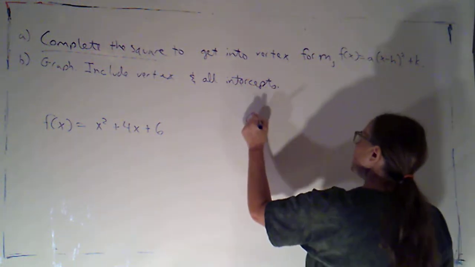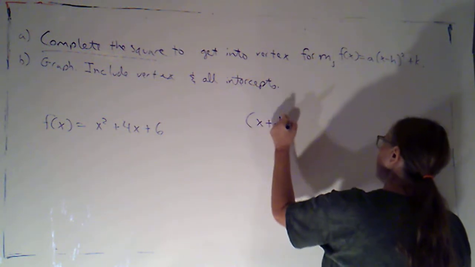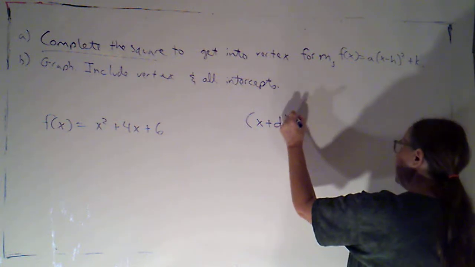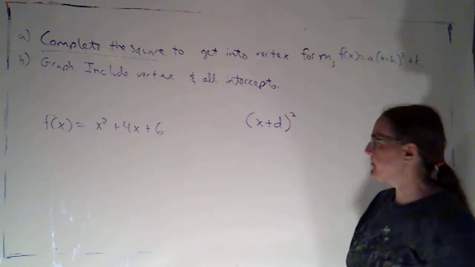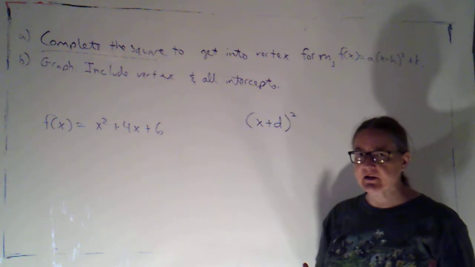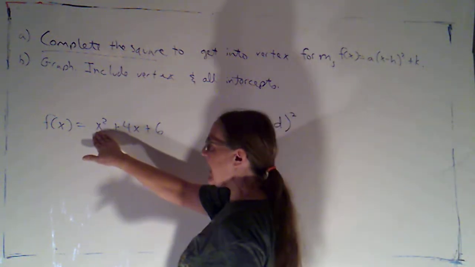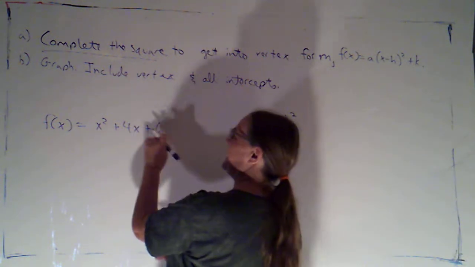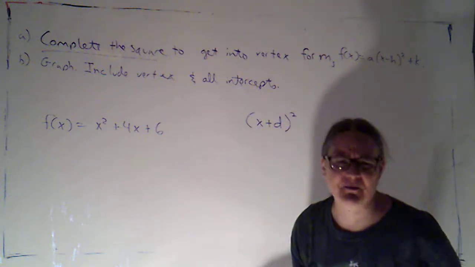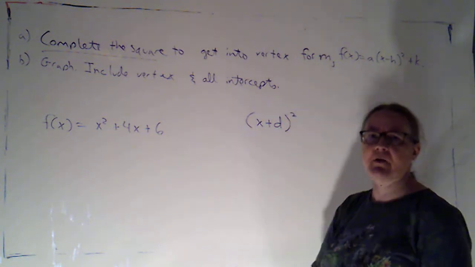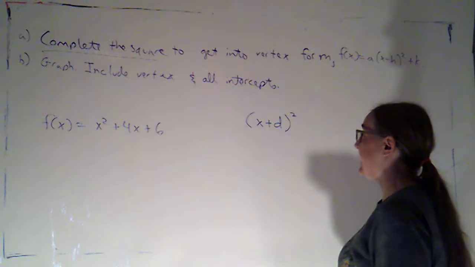I'm going to write out what x plus a number that I'm calling d, squared, looks like. Okay. I'm using d here because this would be my a x squared plus b x plus c. D is just the next number. There's nothing important about that except that I'm not using it for anything else.